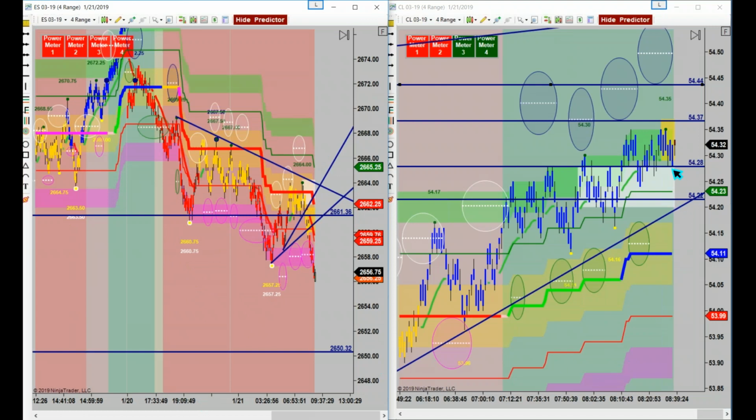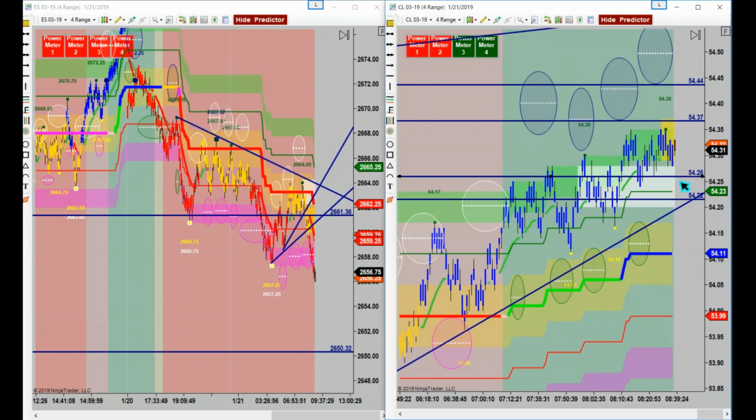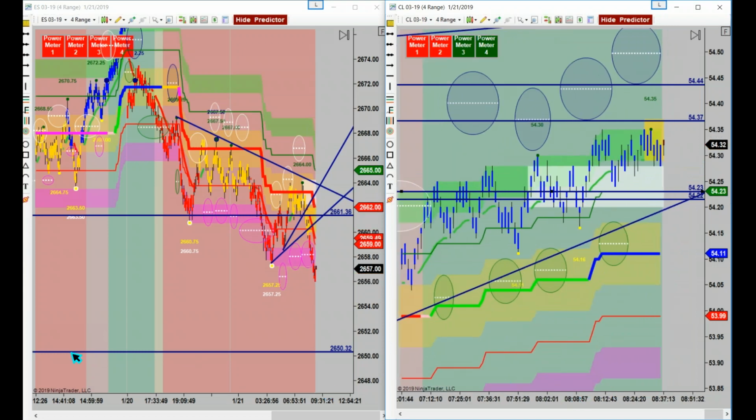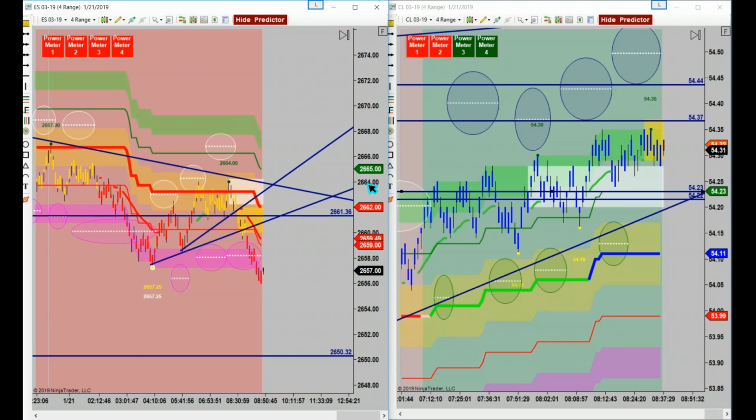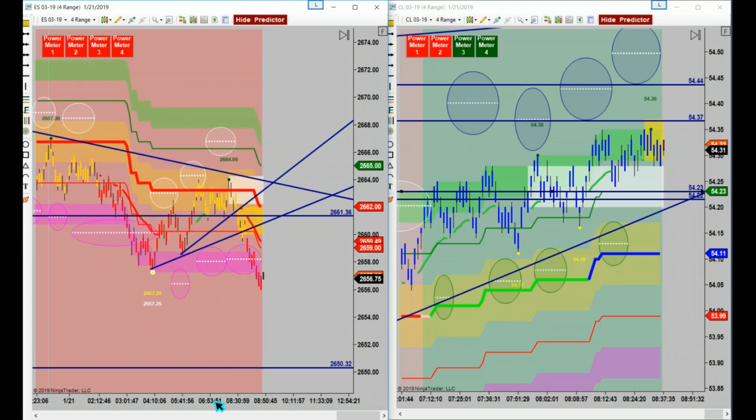Oil's still in play too. I'd probably put my stop just a couple of ticks underneath this swing right here on crude. You could use line 6. See how line 6 is holding? We don't need no boxes. We need trend lines. Love those trend lines.